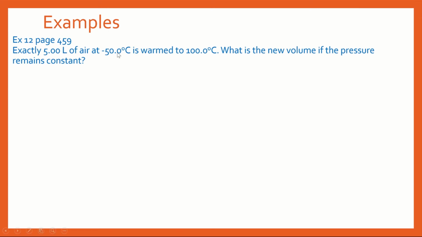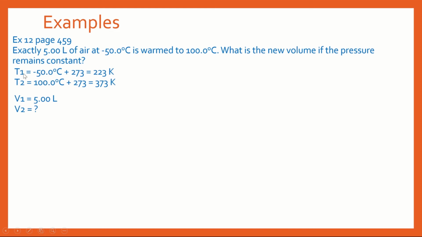Exactly 5 liters of air at negative 50 degrees Celsius. And hey, here's why we want to make sure we're using Kelvin. That negative symbol there, yikes. We don't want to have a negative pressure. Not even sure what that would be. So our 5 liters of air at negative 50 degrees Celsius is warmed to 100 degrees Celsius. What is the new volume if the pressure remains constant?